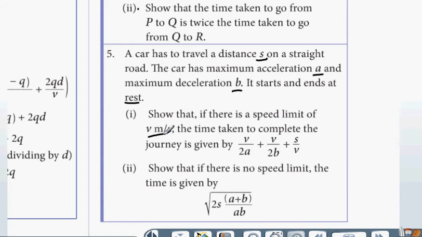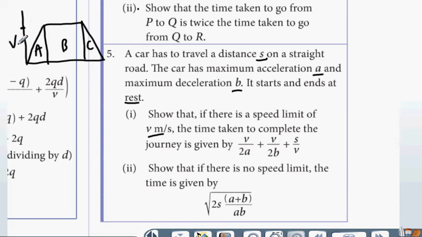If they put a speed limit in it, what do we know about the shape of the diagram? Triangle, rectangle, triangle. Okay, so we're just going to put some structure onto this now. We're going to have three areas: area A, area B, area C. We know that it's capped at V, a height of V.